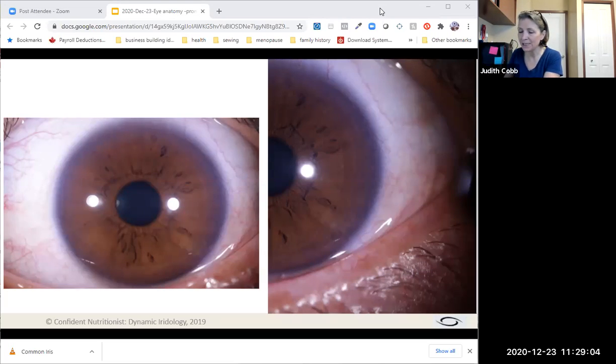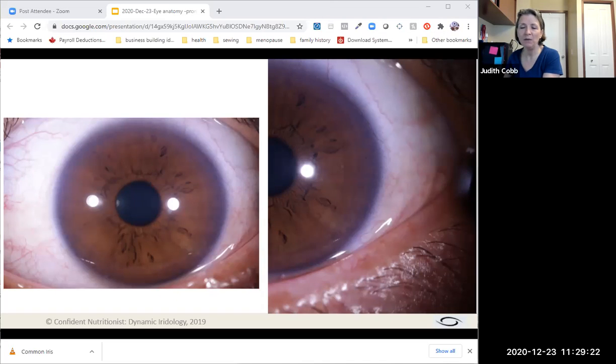Let's do a little iris analysis using this eye. Would that be okay with you? You want to see a little analysis here? Normally we would want both eyes, but I only have room on my screen for one. And I apologize that we've got all kinds of reflections showing up on the computer screen, but that's life. This is a female client in her mid-30s.